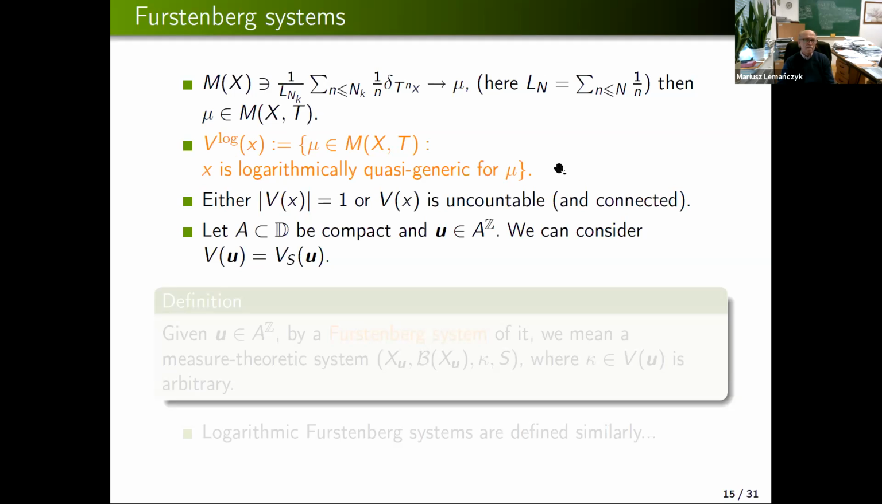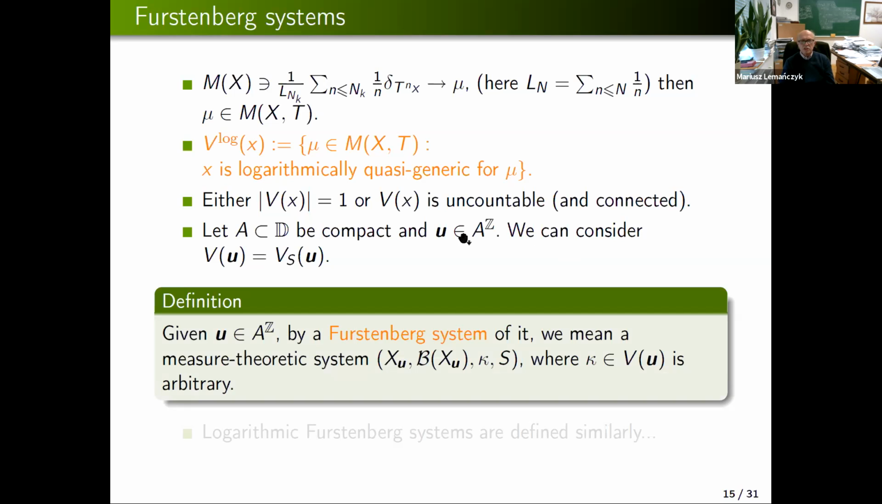What should also be remembered is that if I take this set of visible measures from one point, there are only two options. Either the situation is relatively simple, I see one measure, so in other words the point is generic, or if not, then it's a drastic change, namely this set has to be uncountable. So either I see one measure, or I see uncountably many different measures. Okay, so now we come back to our sequences.